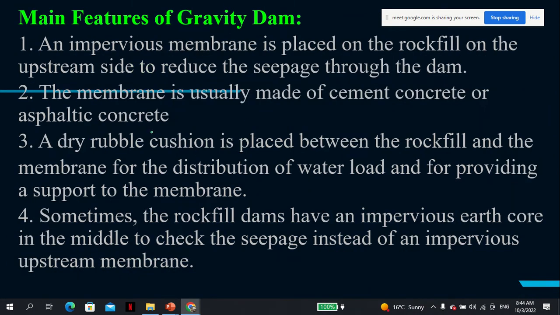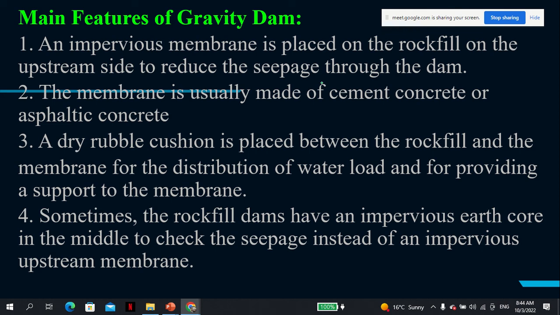So the main feature is an impervious membrane placed in the rock fill upstream to reduce seepage. I've said this. The membrane is usually made of cement. Okay, yeah, it could be made of cement or concrete, because you want to reduce permeability.